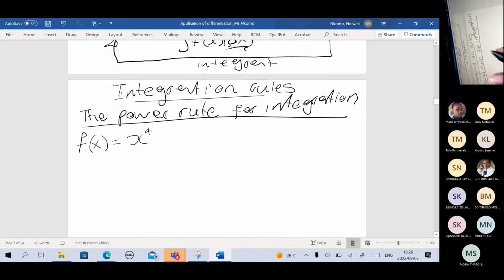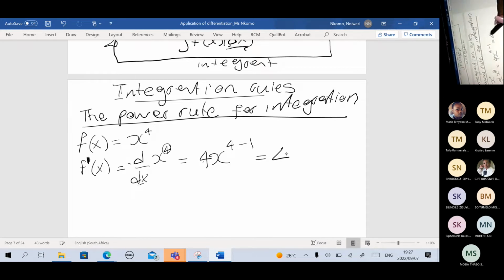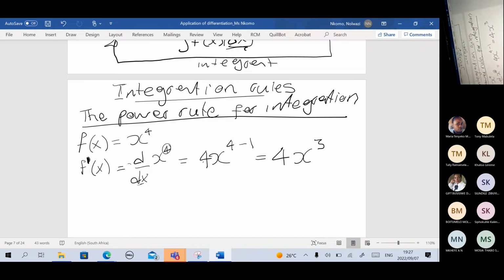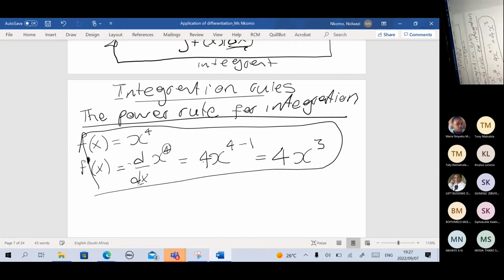Remember, by the power rule of differentiation, if we are asked to differentiate this, we'll get f prime at x. F prime at x would be the derivative of x to the power 4 with respect to x, which is 4x to the power 4 minus 1. You take the power down and multiply with it, and then you subtract 1 from the power. This will give you 4x cubed. This is how you apply the power rule in differentiation.